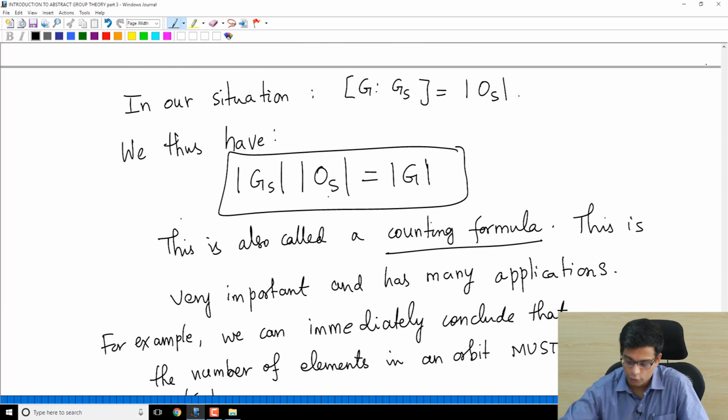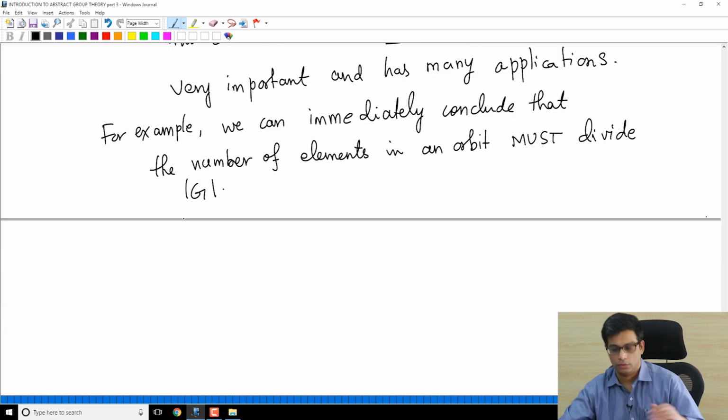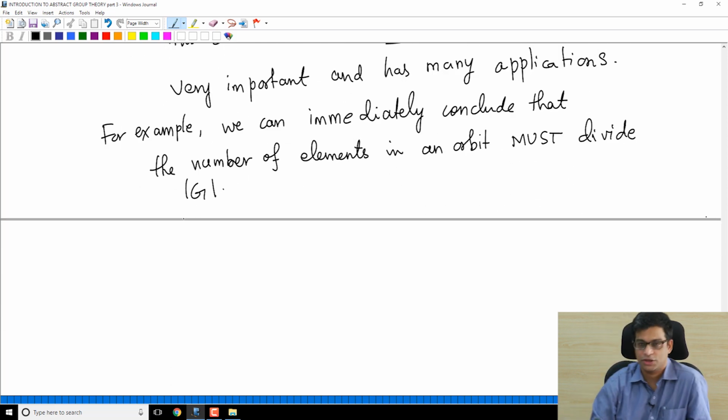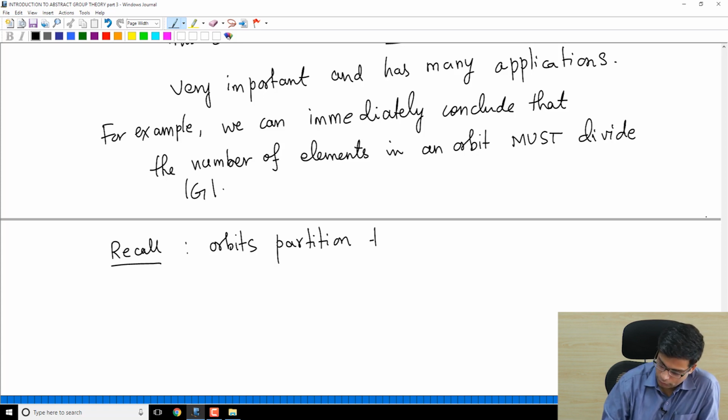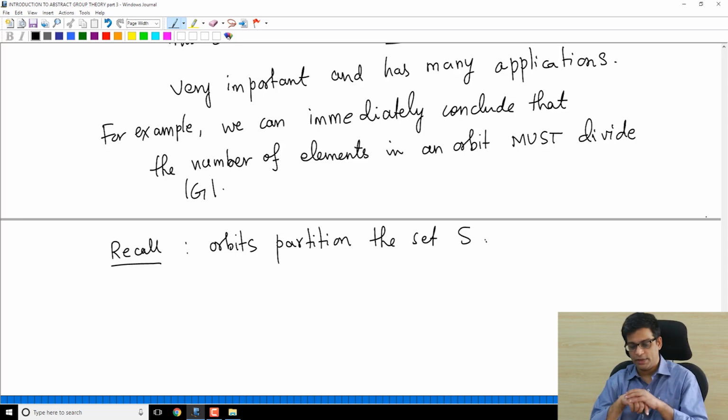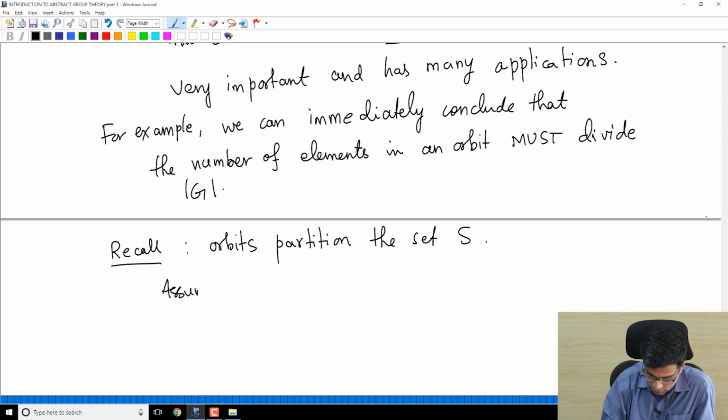This is the counting formula. So I want to do one more application of the fact that orbits partition the set S, right? So let us apply this. Assume now that S is finite.